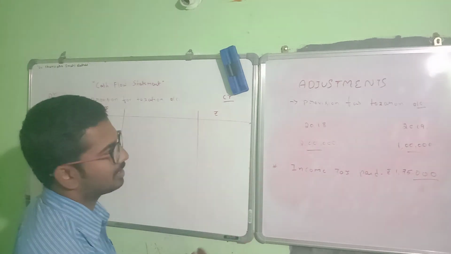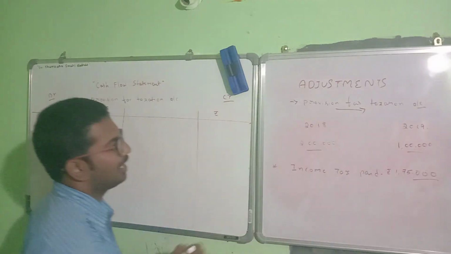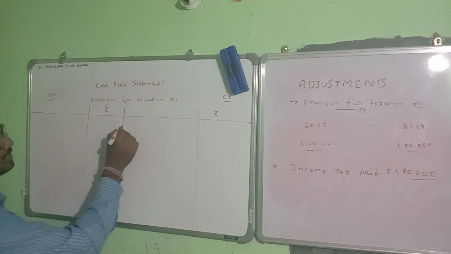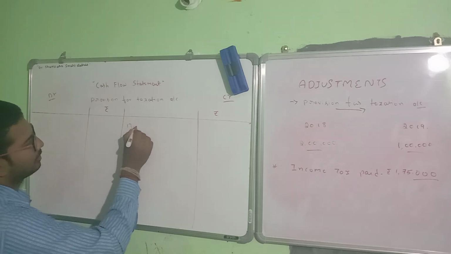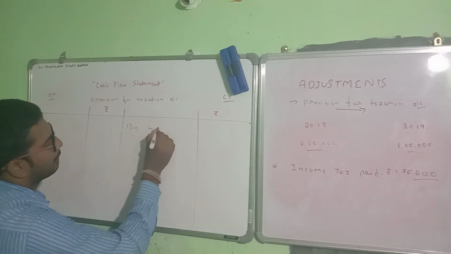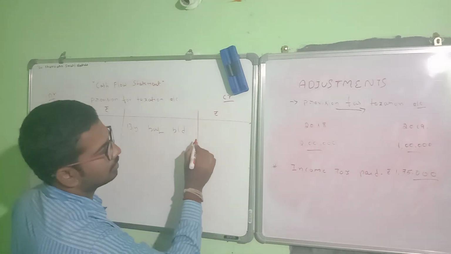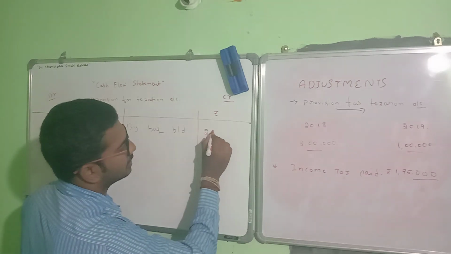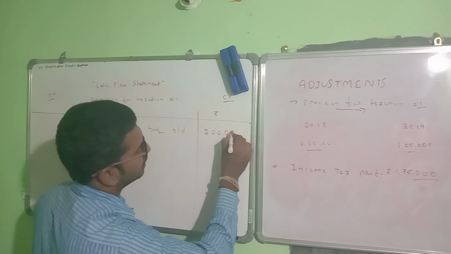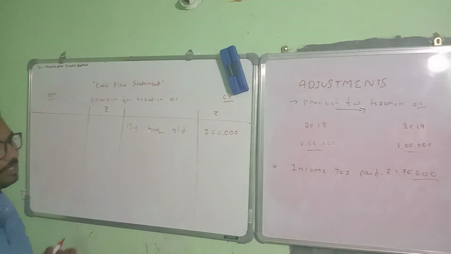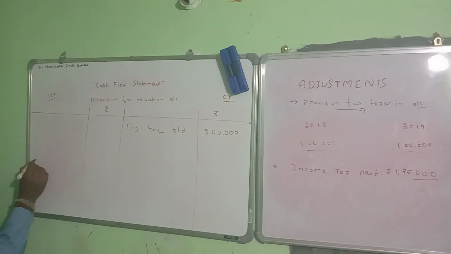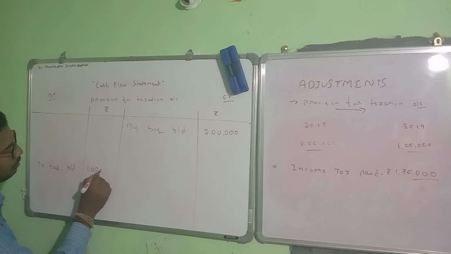So the provision for taxation account is a liability account, and a liability account always starts with the credit side. By balance brought down, opening balance, that is 2 lakhs. First post the given information, the opening and closing balances. The closing balance comes on the debit side: to balance, 1 lakh.